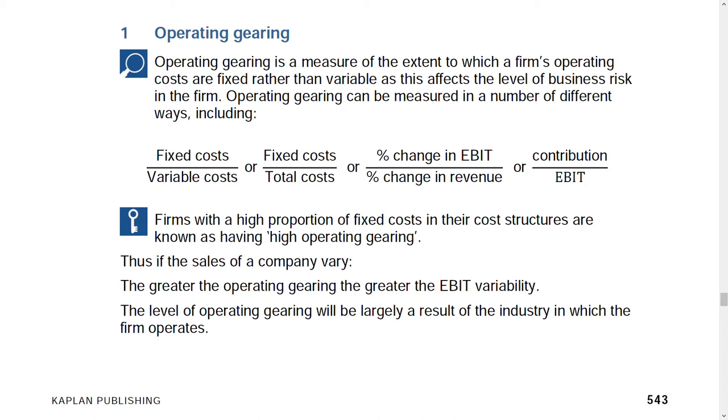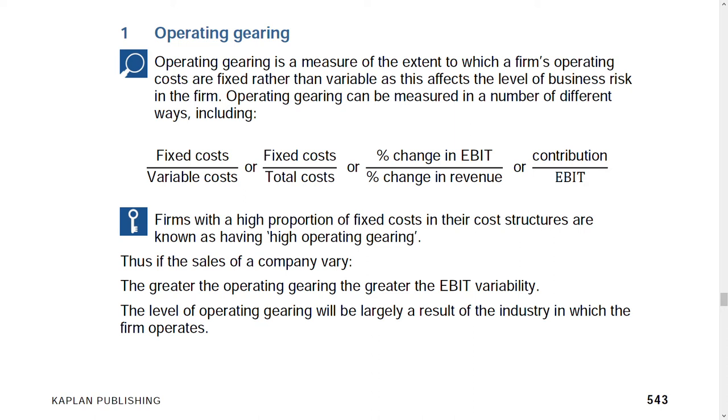Okay, so operating gearing is a measure of the extent to which a firm's operating costs are fixed rather than variable, as this affects the level of business risk in the firm. Operating gearing can be measured in a number of different ways. The definition, I'm sure you might not be able to understand so clearly now. Leave it, that's not important right now.